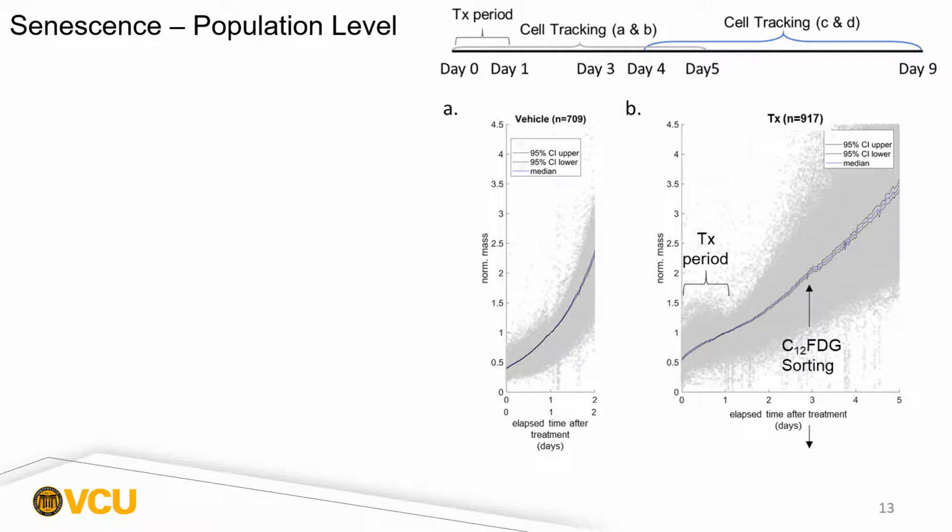So what did this look like at a population level? We saw a similar trend. Vehicle cells grew exponentially at about 3.58%. On these graphs, we've essentially plotted 709 biomass growth tracks and then found the median, which was the 3.58%. In B, we have our treatment tracks, where we treated for 24 hours and then monitored up to 5 days later. Vehicle cells could only be monitored for 2 days because they had grown so much they had overwhelmed the plate.